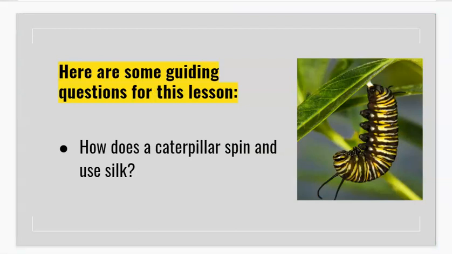Let's think before we go on to this slide. What is a salivary gland? Remember, a salivary gland is located near the spinneret and it produces silk.